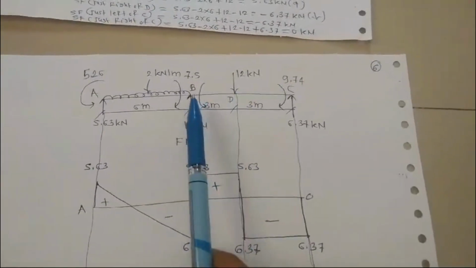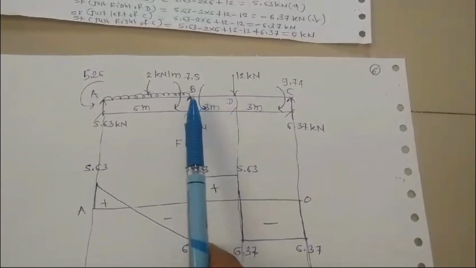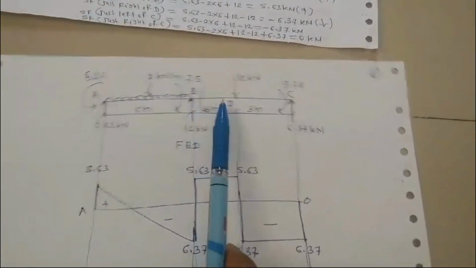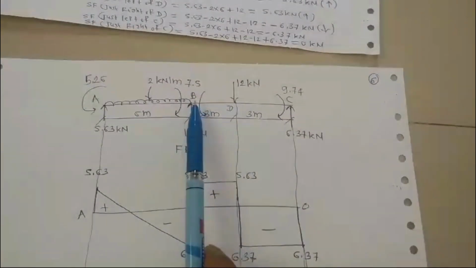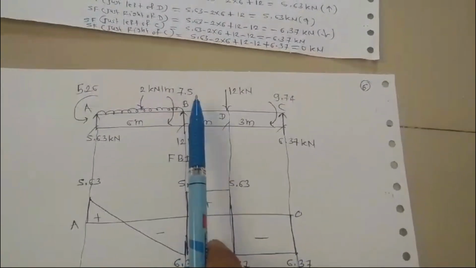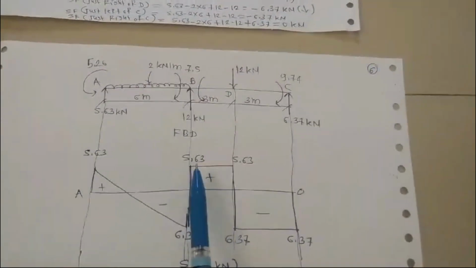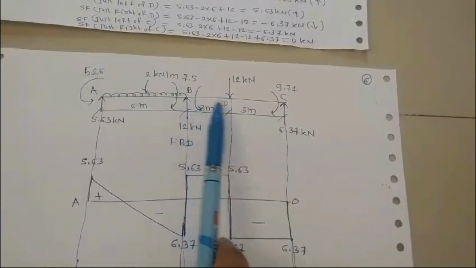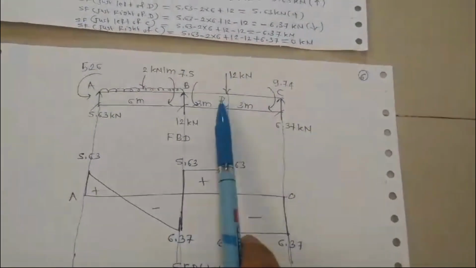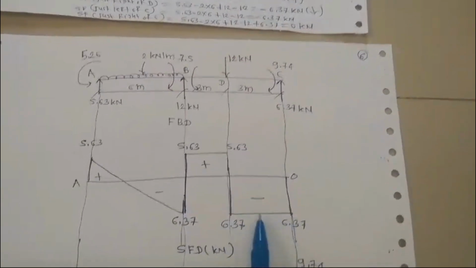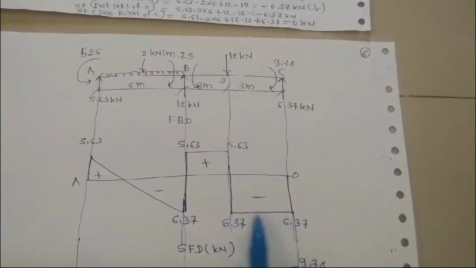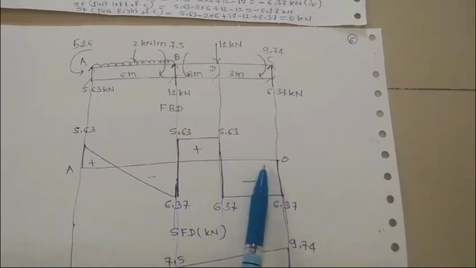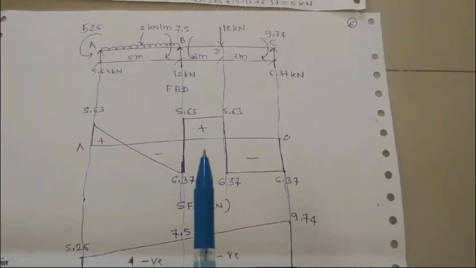You can see that if no load is acting on a span, from point B to D and from D to C no load is acting, so your shear force will be a parallel line, a straight line, parallel to this axis. Here no load is acting from B to D and from D to C also, hence the shear force diagram will be straight. Here also you can see it will be straight, parallel to this axis. So this is your shear force diagram.